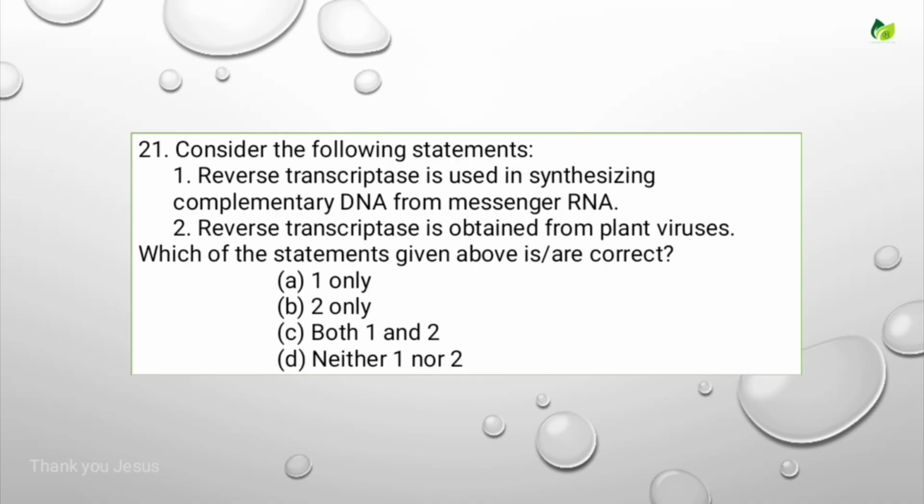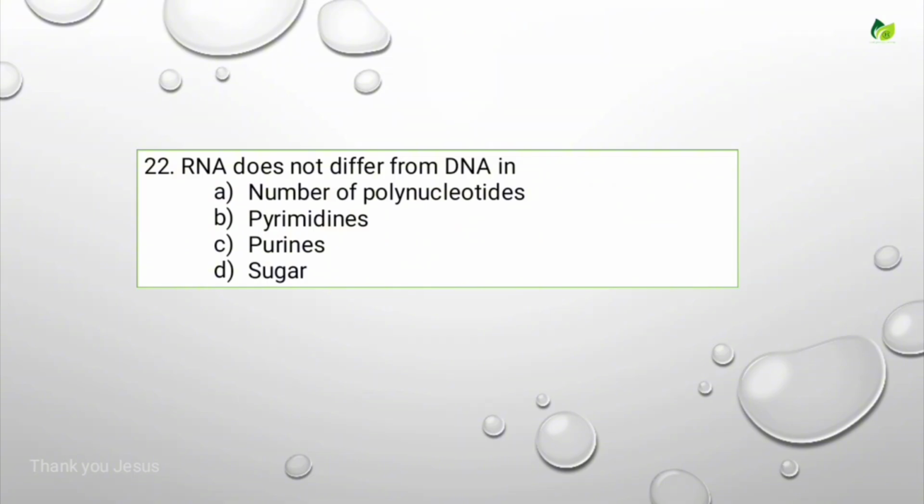Consider the following statements. One, reverse transcriptase is used in synthesizing complementary DNA from messenger RNA. Two, reverse transcriptase is isolated from plant viruses. Options are given: one only, two only, both one and two, neither one nor two. You have to pick the correct statement. For this, only the first statement is the correct one. Let's see the next question.